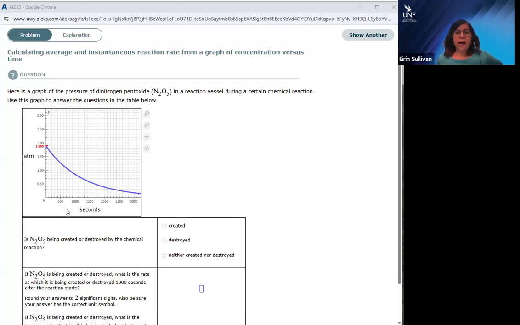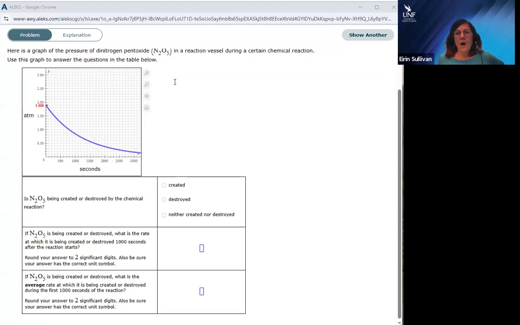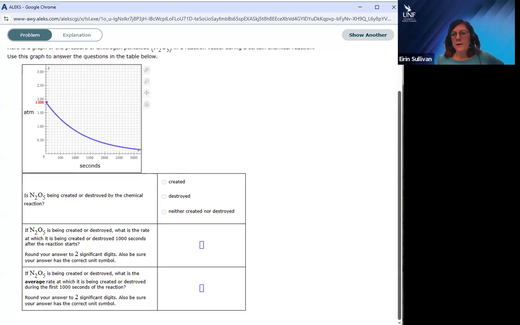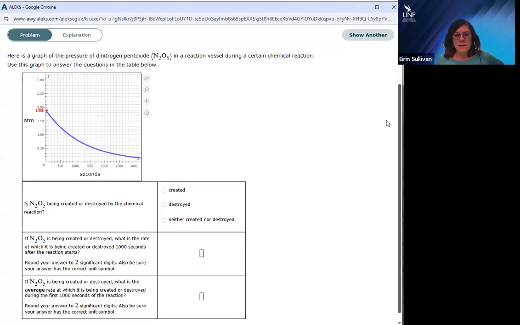Instantaneous means at that exact moment. So that is where you're going to find that exact spot on the plot and draw a tangent to the curve line to work out what the instantaneous rate of change is going to be. Okay, so let's see what we're being asked then. Is dinitrogen pentoxide being created or destroyed? Well, that's a little bit extreme, isn't it? By the chemical reaction. So is it being consumed or produced?